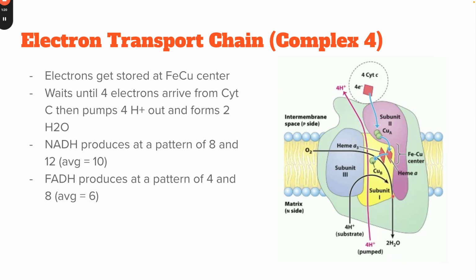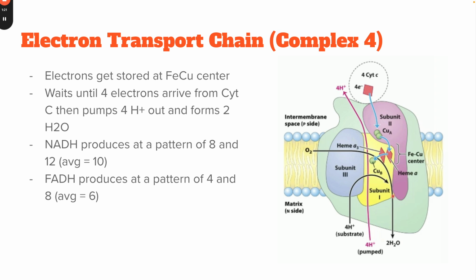All right, so now we have our cytochrome C's. They're free floating around the intermembrane space. Now we're going to take them to complex 4, which is also called cytochrome oxidase. And this is where that final oxidative reductase step happens.